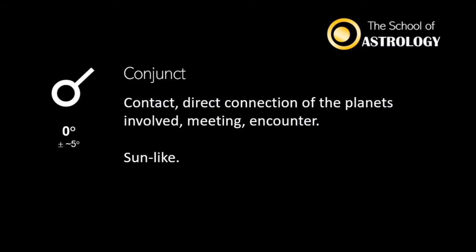The meaning of the conjunct is contact, a direct connection of the planets involved and thereby the qualities involved. It's a meeting or a direct encounter of those qualities or the persons or life fields involved. The quality is a sun-like aspect. Other aspects have similarities in their meanings to the other planets. You will see when we continue working through them that they all follow along some qualities of the planets.